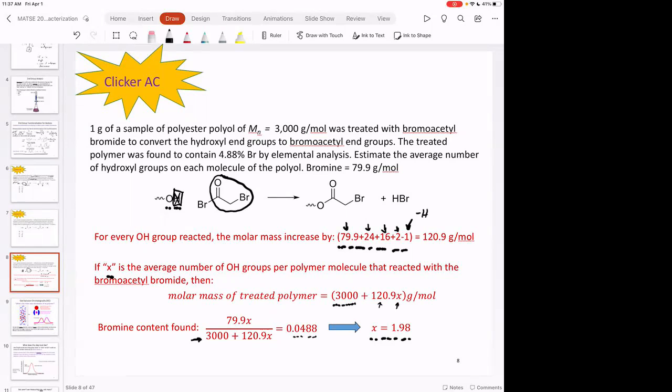Why is it not exactly 2? Does anyone have an idea?